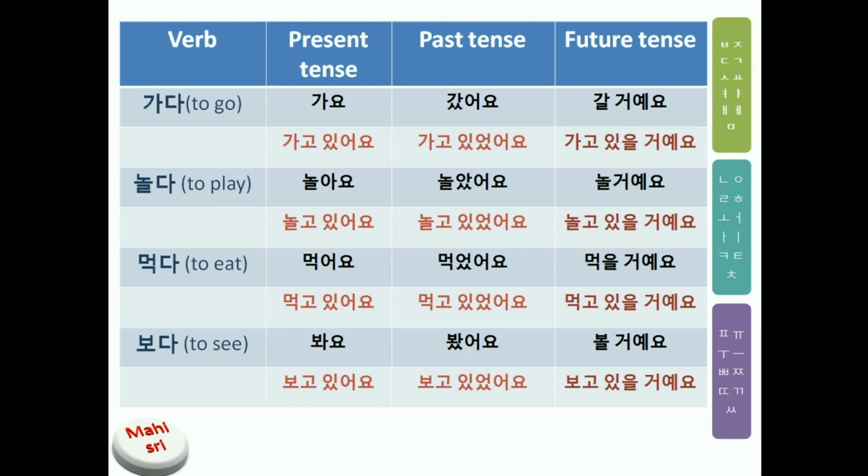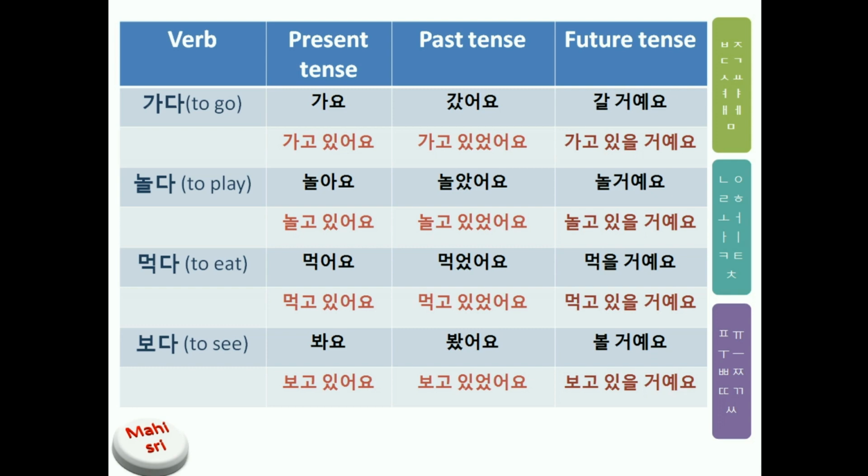Got me? Okay. Am I so far clear? Right. Nulda becomes nurayo, norasoyo, nulkoyeyo. In the continuous tense it is nulgo isoyo, nulgo isosoyo, nulgo isilkoyeyo. And mogda is mokko isoyo, mokko isosoyo, mokko isilkoyeyo.